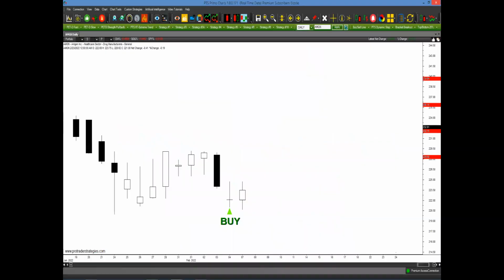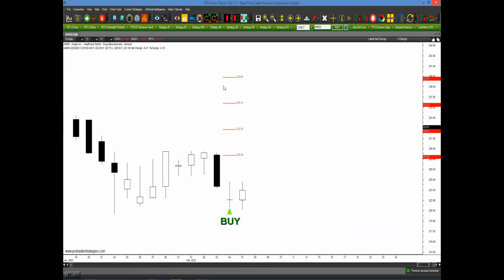Let's look at this older chart from about a year ago of AMGN, okay? Now, this was almost exactly a year ago. A buy signal was generated using strategy number 9, right at the very bottom of that sell-off. And let's say you didn't know where to exit. Well, all you have to do is click on the strategy number 9 tab right here, and then a drop-down menu will appear. And you click on exit levels.